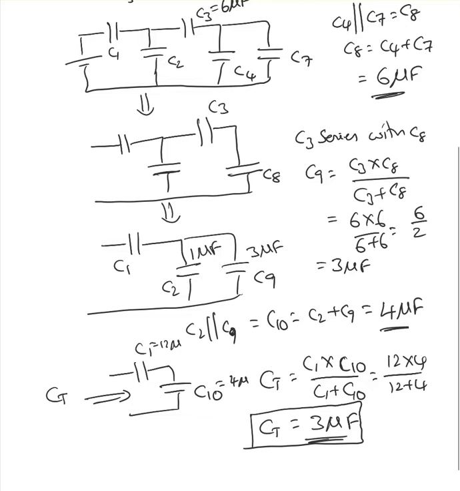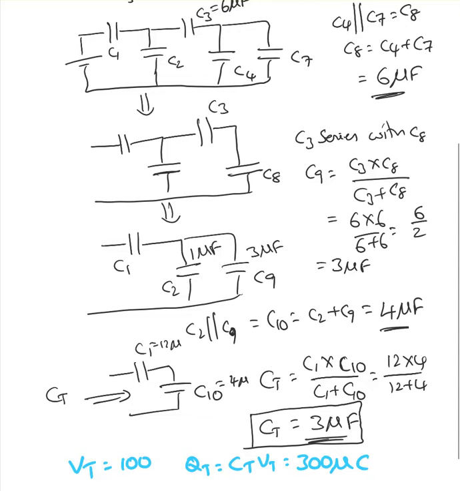Once I know the total capacitance, I know the total voltage, V total equal to 100 volts. So Q total, the total charge, equal to C total times V total, which is 3 times 100, 300 microcoulombs. That's the total charge. So the total charge supplied by the source is 300 microcoulombs.